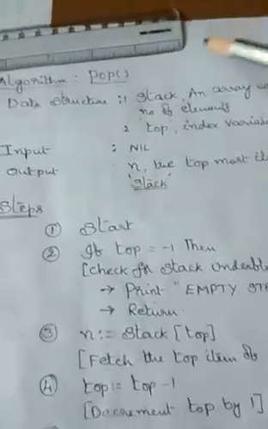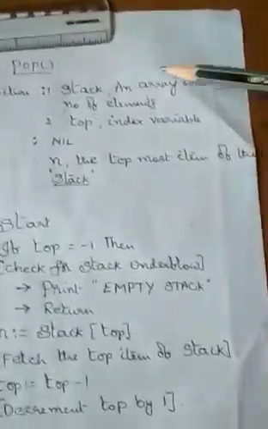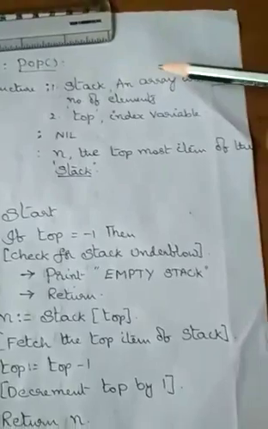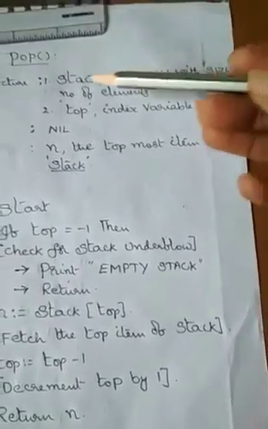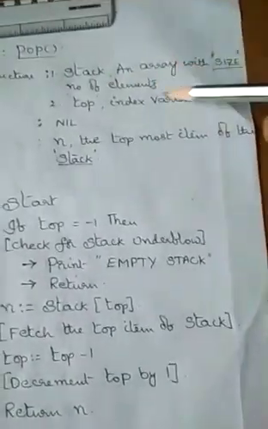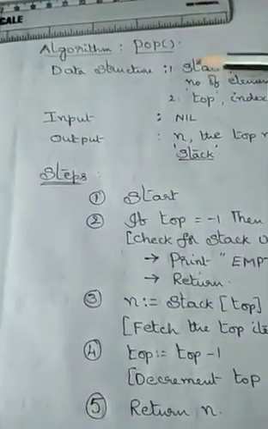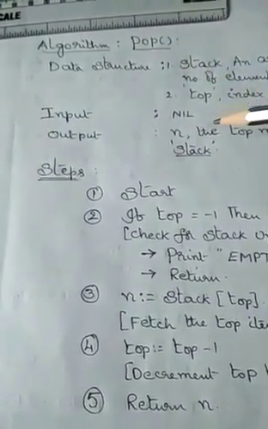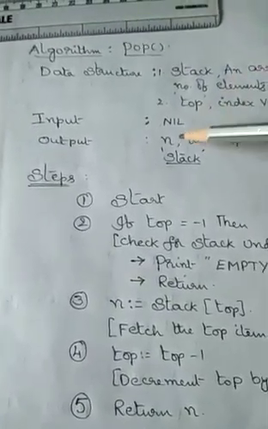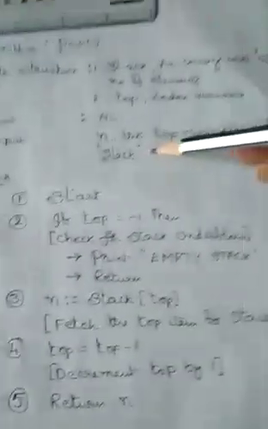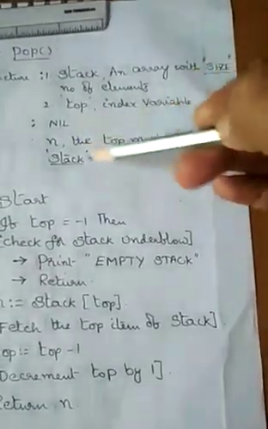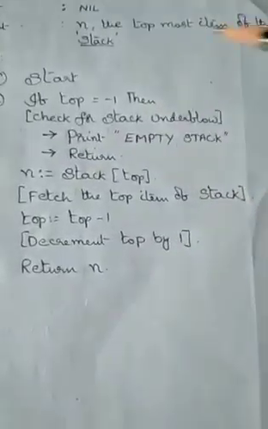Now the algorithm. Again, there are three different things available in this case. One is the stack, an array with size number of elements, and top, the index variable. There is no input, no parameter to the pop operation, but there is a return value from the pop operation. So, input is nil. The output of this function is the topmost element, which is stored in n and returned to the main function. The algorithm proceeds like this.